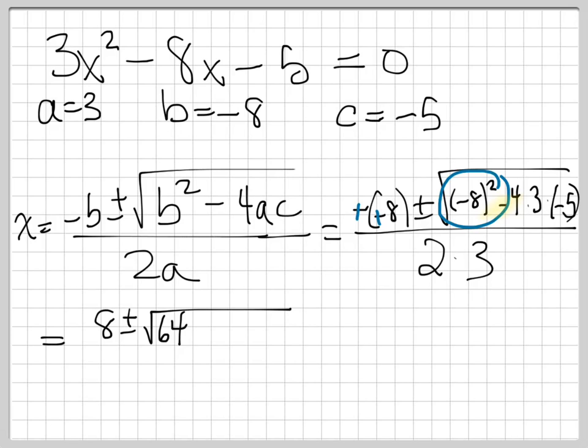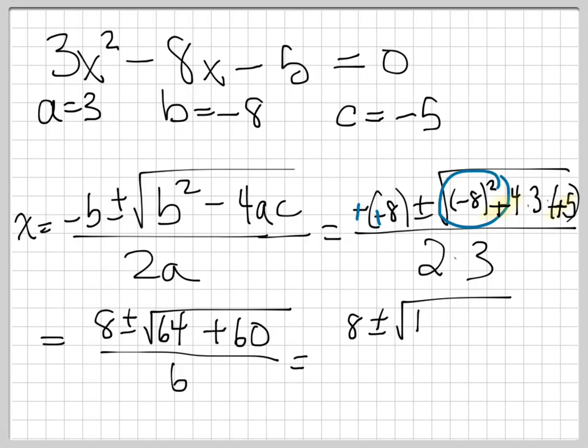This negative and this negative are going to cancel and just become a plus. And 4 times 3 is 12, times 5 is 60, and 2 times 3 is 6. And so that means that we get 8 plus or minus the square root of 124 all over 6. And so these are the two answers to 3x squared minus 8x minus 5 equals 0.